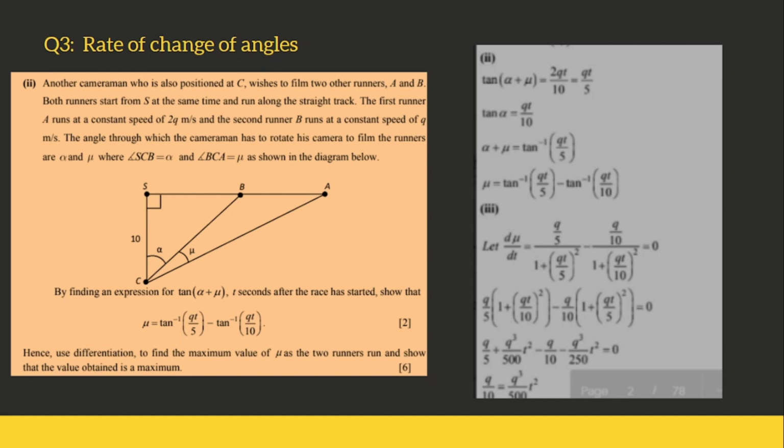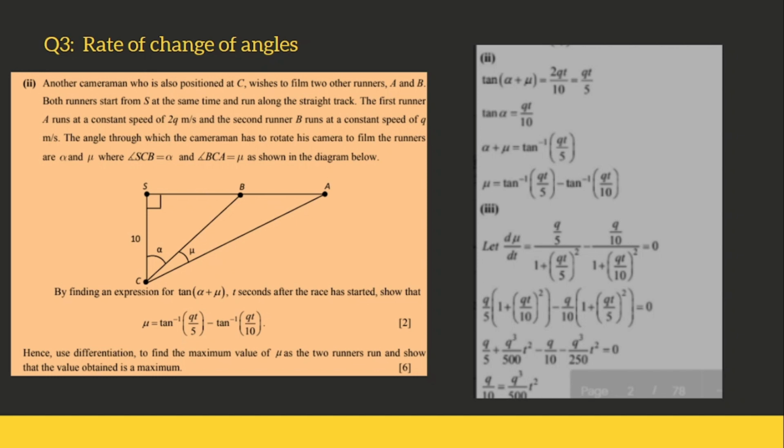In the second part, another cameraman who is also positioned at C wishes to film two other runners, A and B. Both runners start at the same time and run along the track. The first runner, A, runs at a constant speed of 2q meters per second, while the second runner only runs at a constant speed of q. The angles through which the cameraman has to rotate his camera to film the runners are alpha and mu, where SCA is alpha and ACB is mu. By finding the expression for tangent of alpha plus mu, t seconds after the race has started, show that mu is equal to tangent inverse of qt over 5 minus tangent inverse of qt over 10.